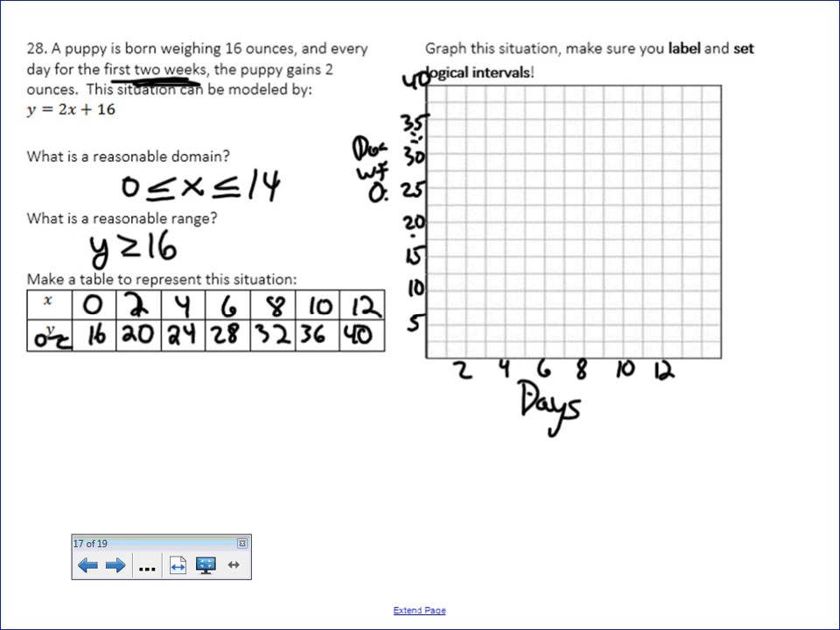0, 16 is going to be about there. 2, 20 is there. 4, 24 is about there. 6, 28. 8, 32. 10, 36. 12, 40. And there is our function. Sorry, if I had plotted those perfectly, they'd form a straight line of the puppy's weight.